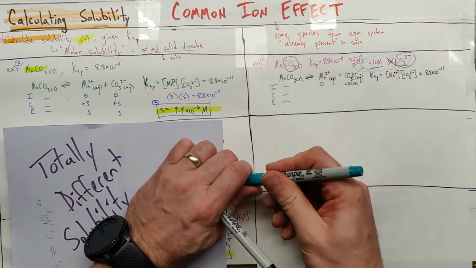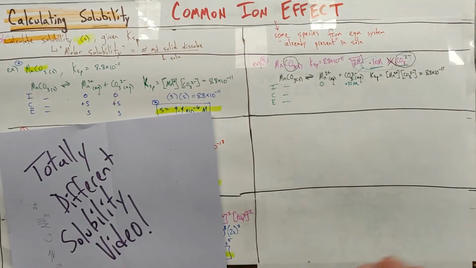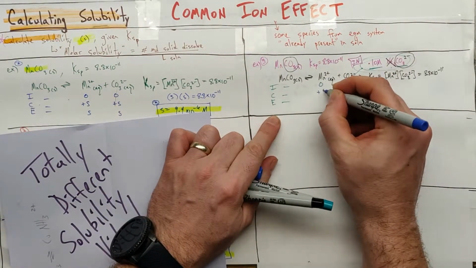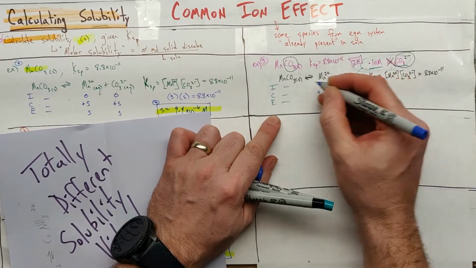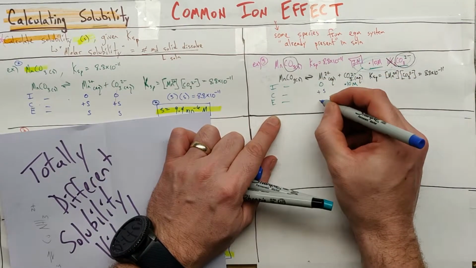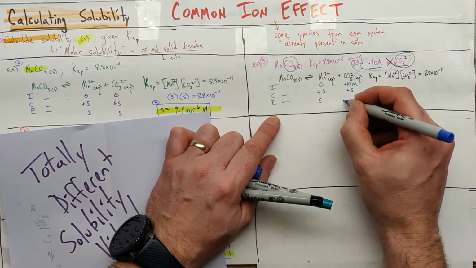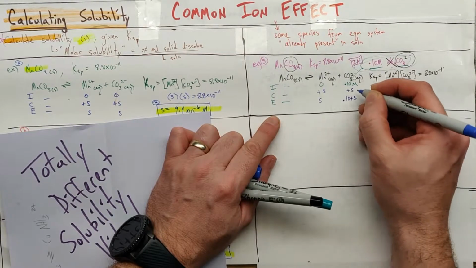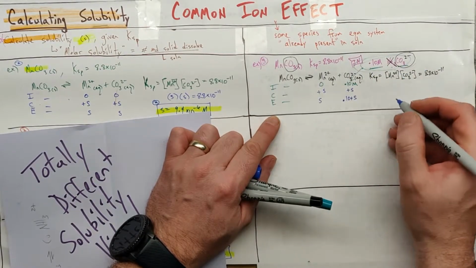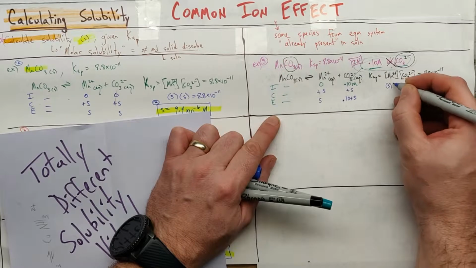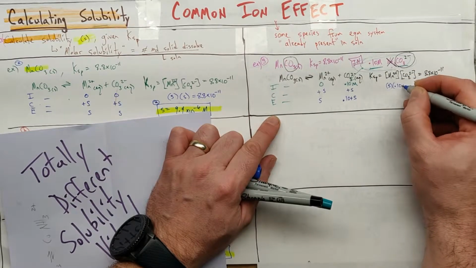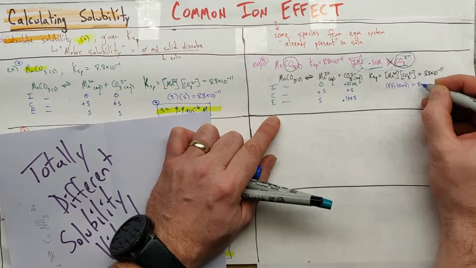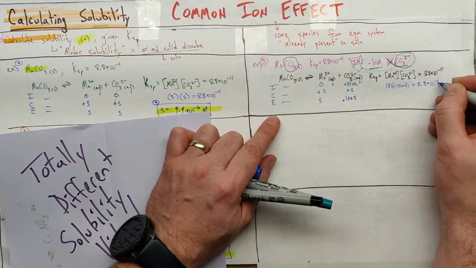Everything else is exactly the same. We're still going to go up by some unknown amount, with one-to-one stoichiometry. This is still going to be S. This is going to be 0.10 plus S now, because we had an amount we started with. So when we plug it in, we're going to get S times 0.10 plus S, and that's going to equal our 8.8 times 10 to the minus 11th.